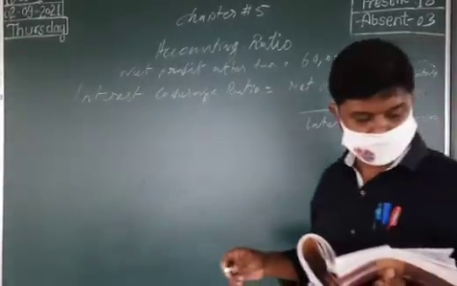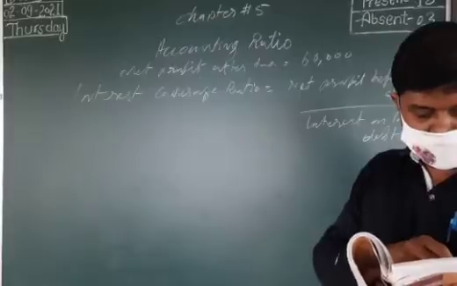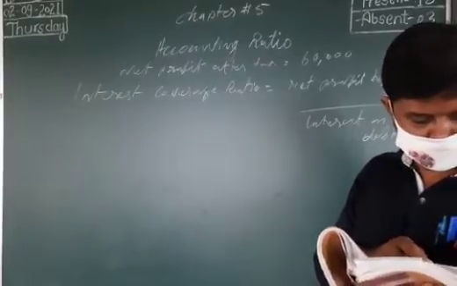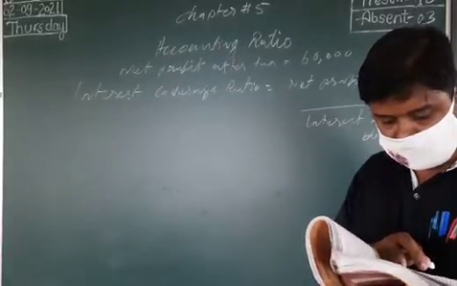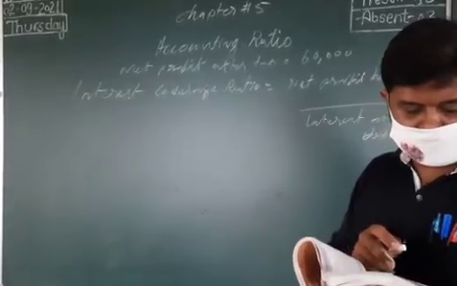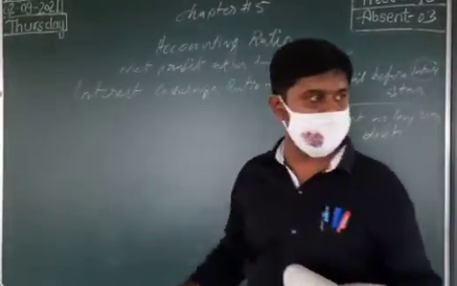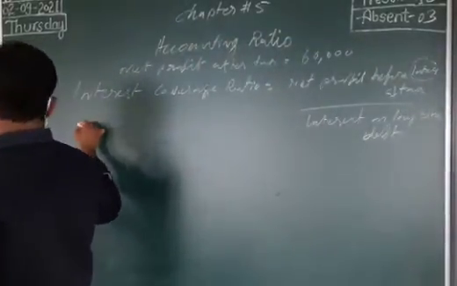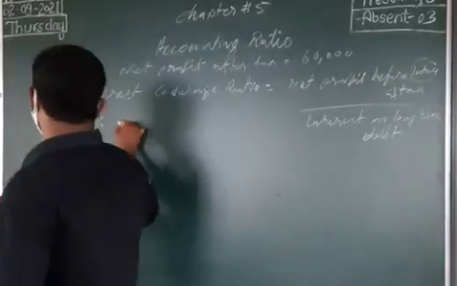And it is saying 15% long term debt, and the tax rate is 40%. The long term debt may be debentures, so that is the 15% long term debt.